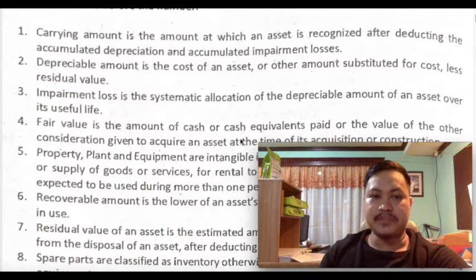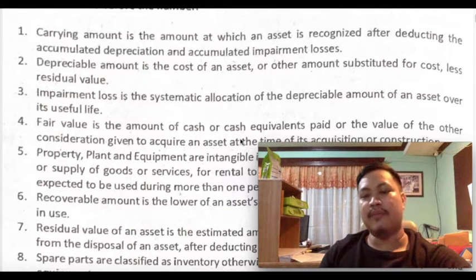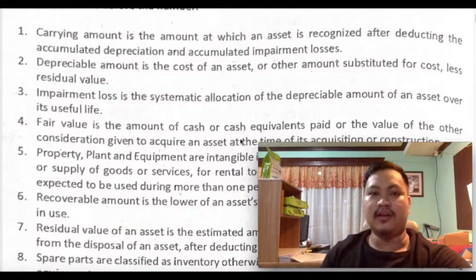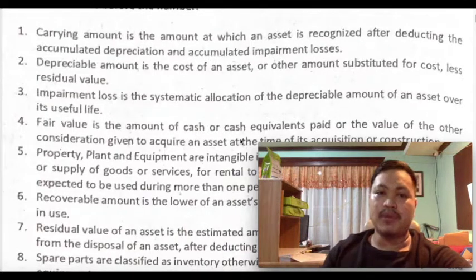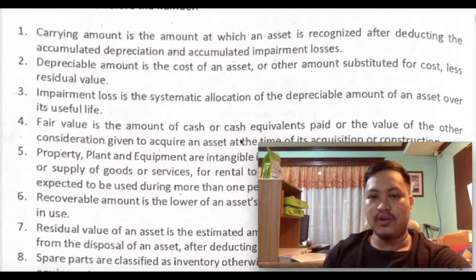So this specific definition of carrying amount for PPE, for property, plant, and equipment, is still in accordance with the commonly accepted definition for carrying amount. So again, number one is true. This is taken verbatim from the standard class. Number two, depreciable amount is the cost of an asset or other amount substituted for cost less residual value.